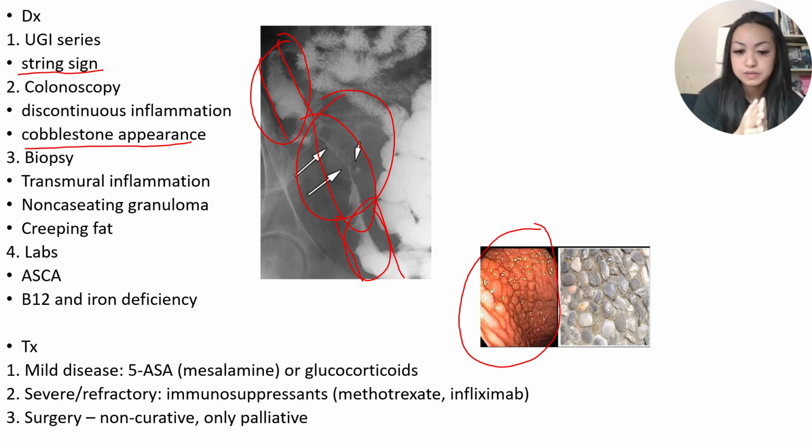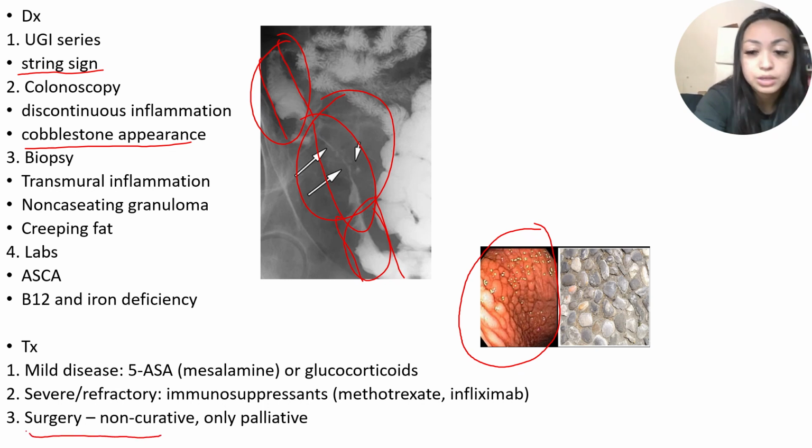In severe cases or in refractory cases, you can give them immunosuppressants, like methotrexate and infliximab. Infliximab is a TNF agent. Methotrexate is an immunosuppressant. So methotrexate or infliximab. And surgery can be used, but it's not curative. Okay, surgery is not curative for Crohn's disease. That's very important to know.